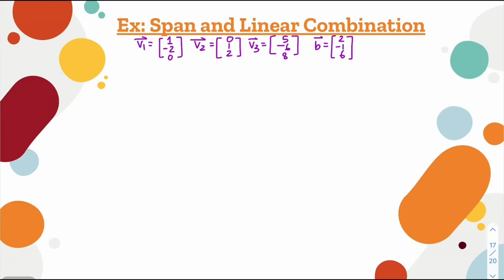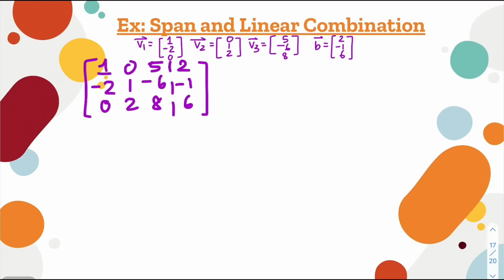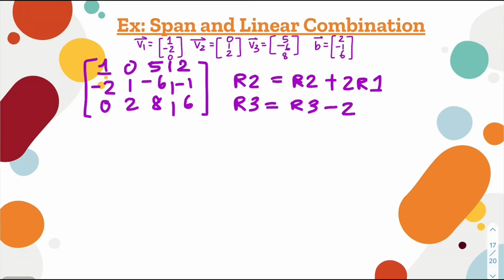Let's take a look at an example. So we want to rewrite the following vectors as a matrix and determine if b is a linear combination of them. So first we want to write these vectors as a matrix augmented with b. And now we want to determine if this matrix is consistent. So we just need to do some row operations. So we want to set row 2 to equal row 2 plus 2 times row 1. And we want to set row 3 to equal row 3 minus 2 times the new row 2.